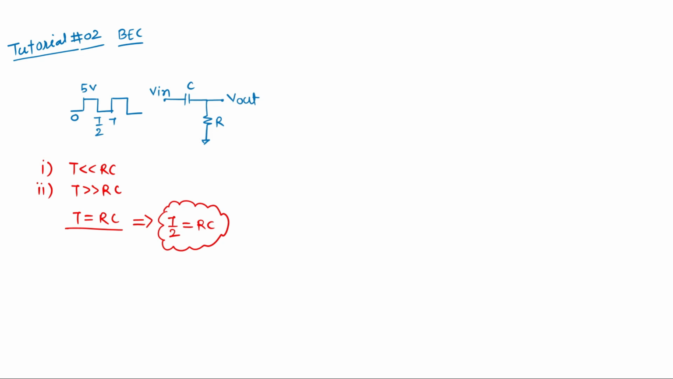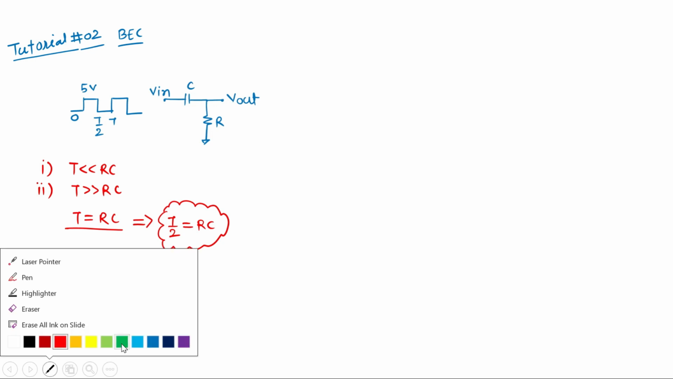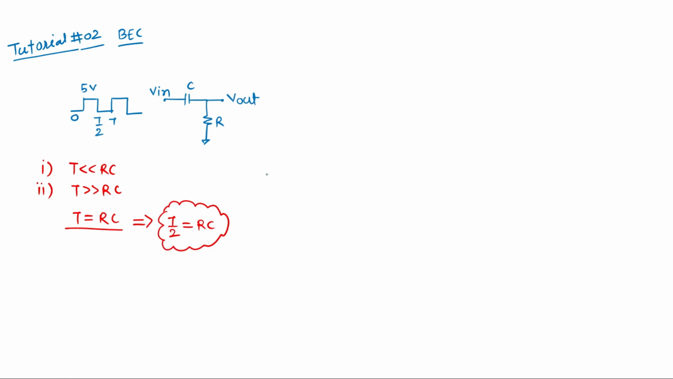Okay, so I'll try to solve it in the way we have discussed till now. We'll consider what will happen at different instants, what will happen with the capacitor voltage, and accordingly the output voltage. Let's proceed. I'm considering the case when T is much greater than RC.